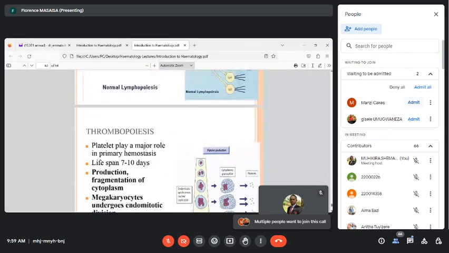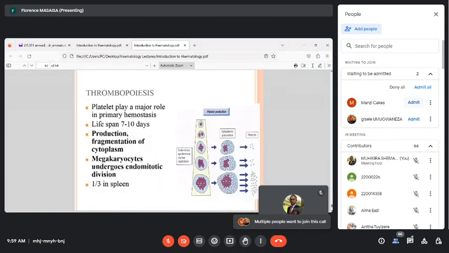lymphopoiesis occurs. So lastly, we have thrombocytes, which play a big role in primary hemostasis. The lifespan is 7 to 10 days. Knowing the lifespan of a cell helps you know, if I give my patient a platelet transfusion today, when do I expect to check the control or to transfuse again if the patient is not able to produce his own platelets. So it's better to know the lifespan, which is around 7 to 10 days.